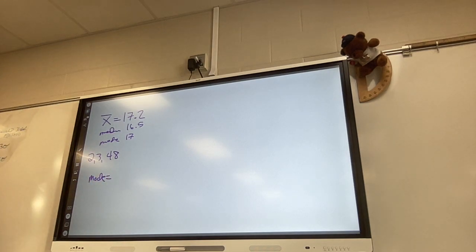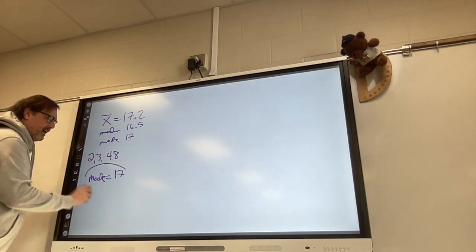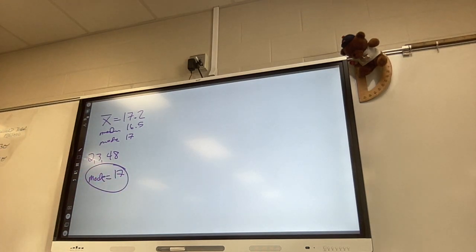The new mode. That one's simple, correct? Were there any 2s or 3s or 48s when the problem started? So there's no way that these are the new ones. The mode remains 17. That one's not too difficult.